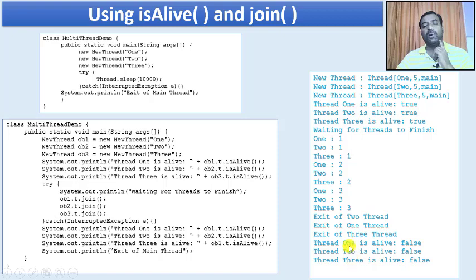So don't bother about the order. The order can be anything because this is a parallel execution. And once this is done, only then this statement is executed, upon completion of all the 3 children. If any one had not completed its execution, I would not have arrived at this statement. And I am going to print the statement as exit of main thread. This is how we make use of is alive and join.